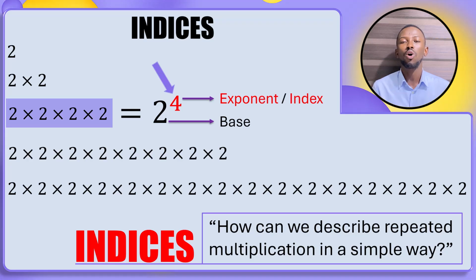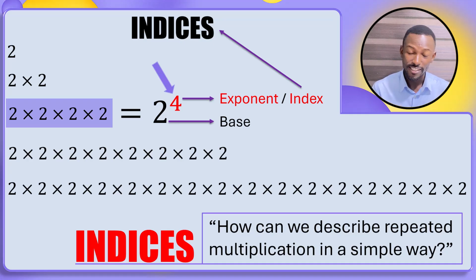Then the number at the top is known as the exponent, or the index, or the power. So the 4 at the top is called the exponent or index or power. So we can say 2 exponent 4, or 2 to the power 4, or 2 index 4. And the plural form of index is indices. So basically that's where indices comes from. That is the whole idea about what indices are.